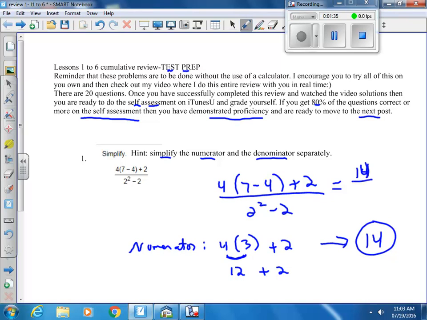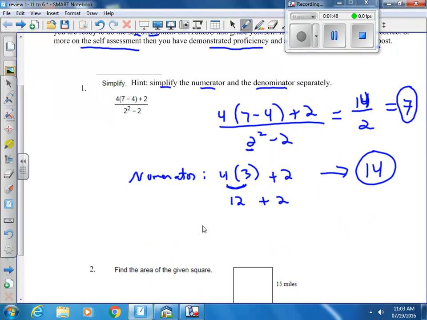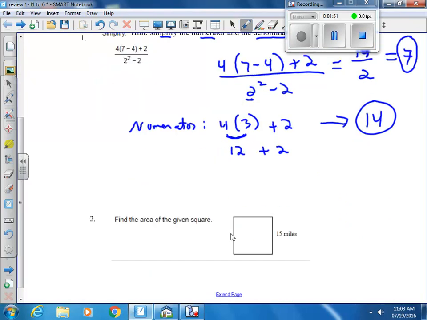Denominator is going to lead me to, well, 2 squared is 4. And 4 minus 2 is 2. So then 14 over 2 is 7. Okay, I'm just going to keep moving right along because I'm assuming you've been through all the guided notes for these lessons and you're ready to just move along with some speed.